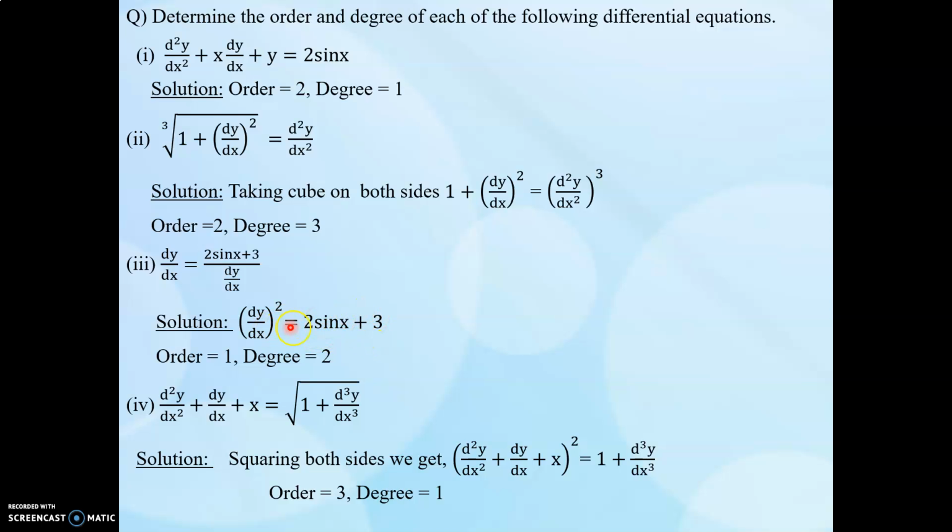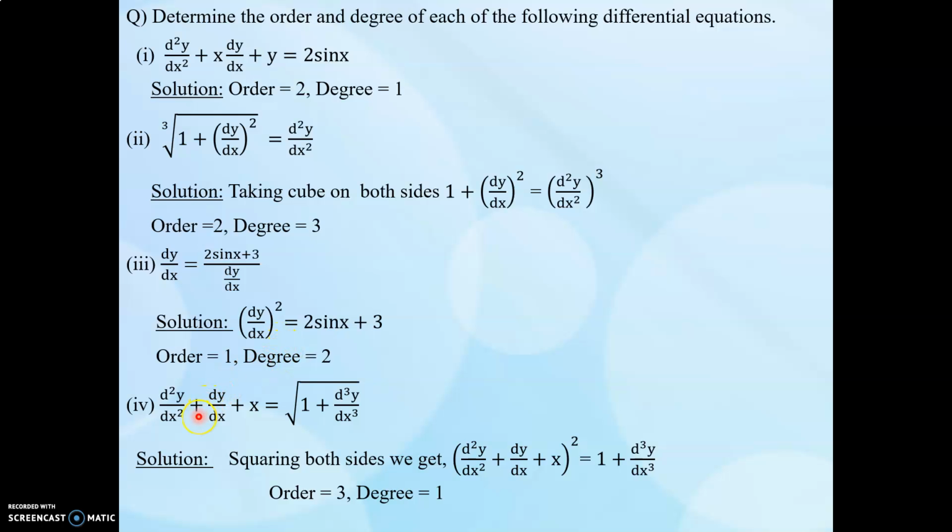Anyway, here only one derivative is present in this one, but you have to cross multiply. So you will get dy upon dx whole square is equal to this one. So here this is the first order derivative, so order is equal to 1 and degree is equal to 2.